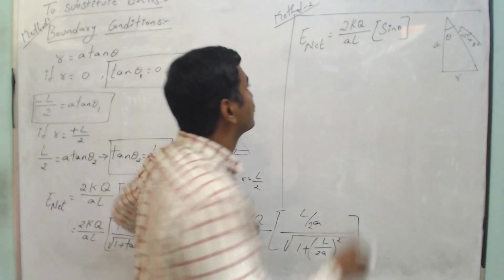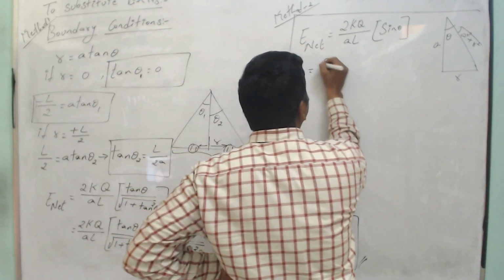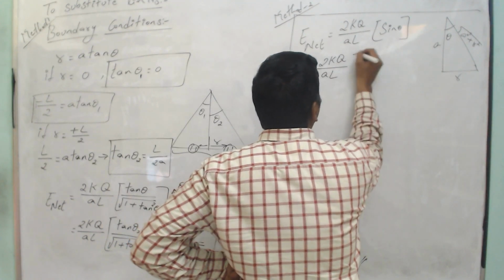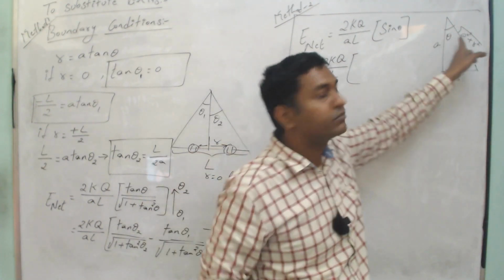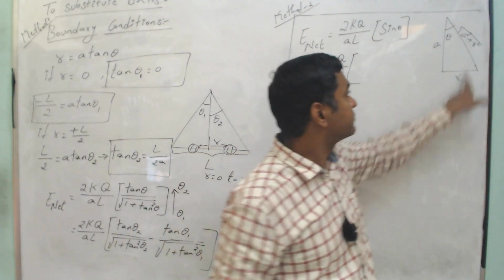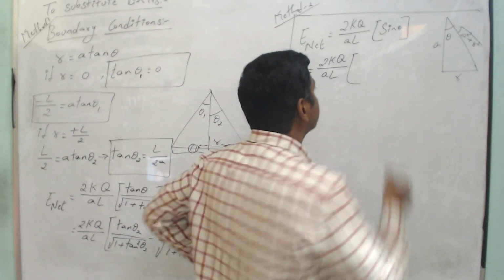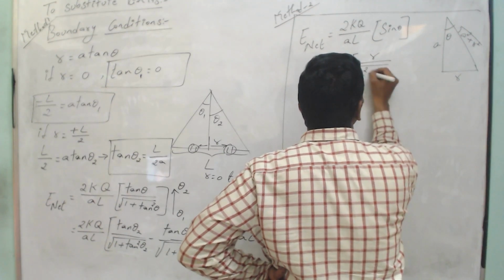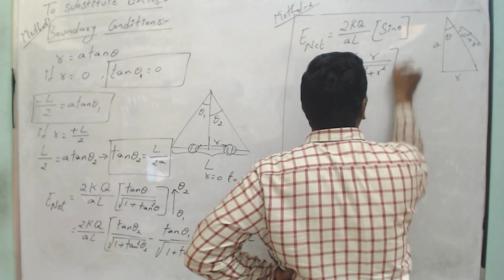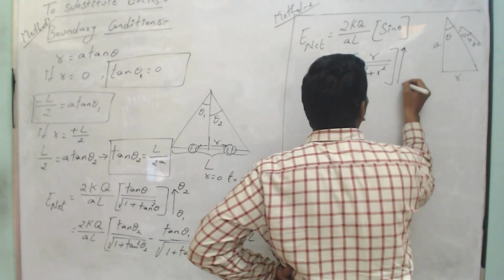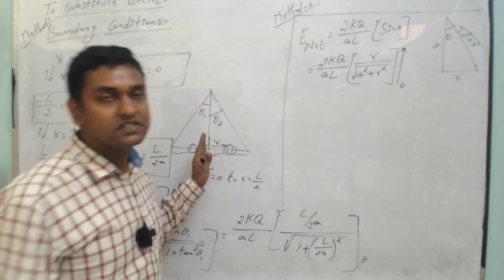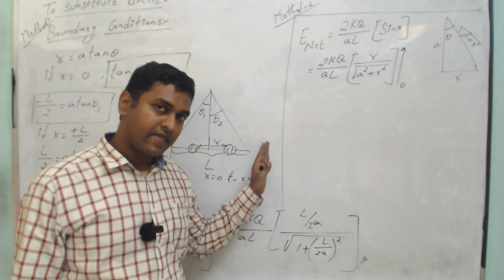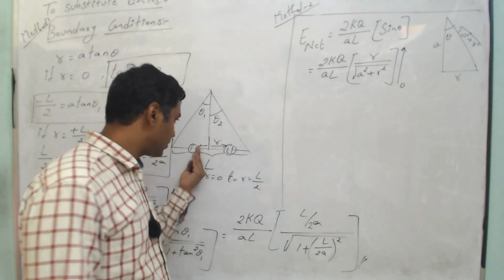So what should I write? I will write 2kq by AL. What is sine theta from the diagram? Opposite by hypotenuse, R by under root of A square plus R square, correct? And what is the limit of R? Just now we said from 0 to L by 2, because the mirror image is already counting.